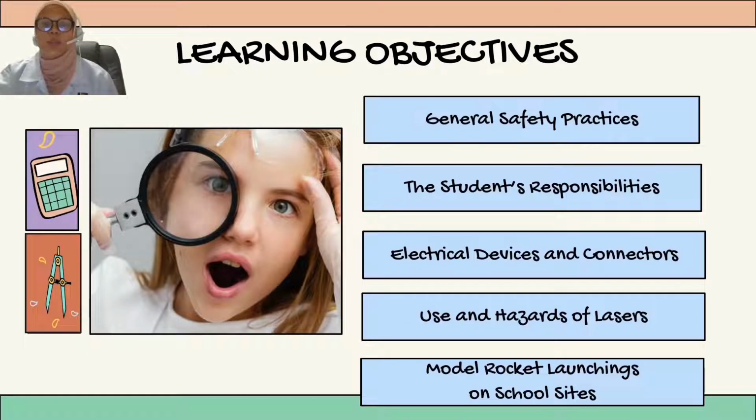So the learning outcomes that we can learn from today's chapter are general safety practices, the students' responsibilities, electrical devices and connectors, use and hazards of lasers, and model rocket launchers on school sites. So next, I will pass to Afifah to share a general introduction about today's chapter.